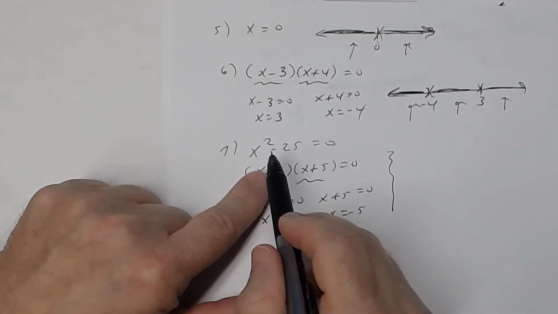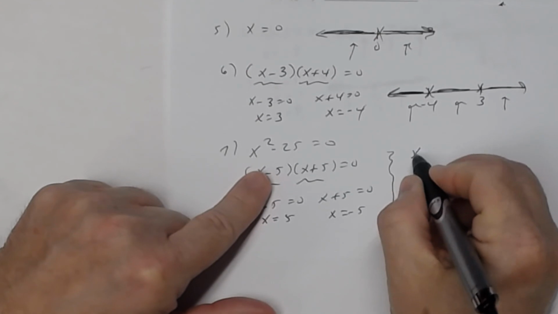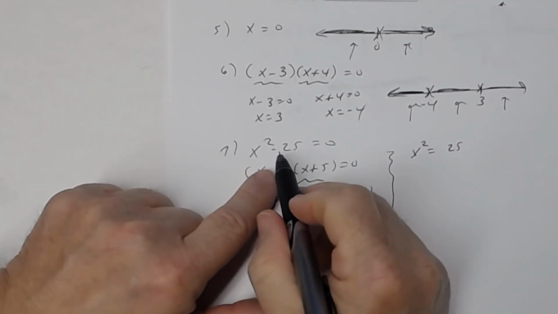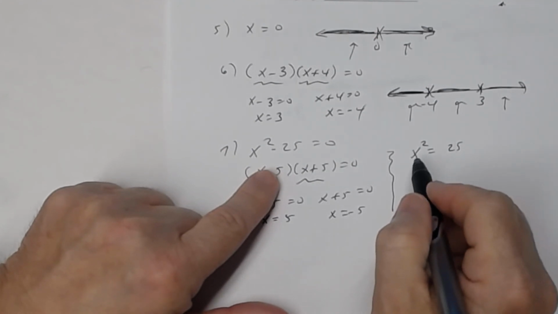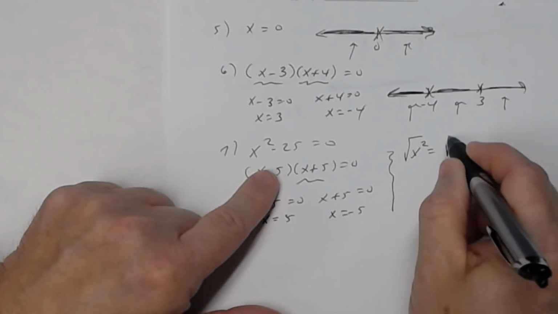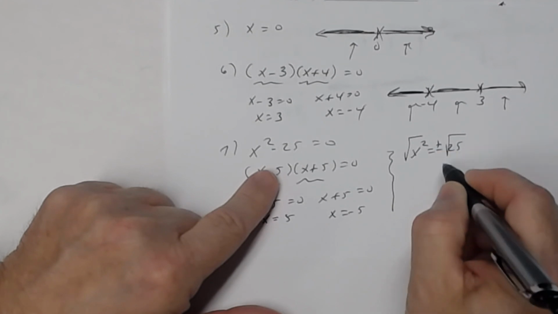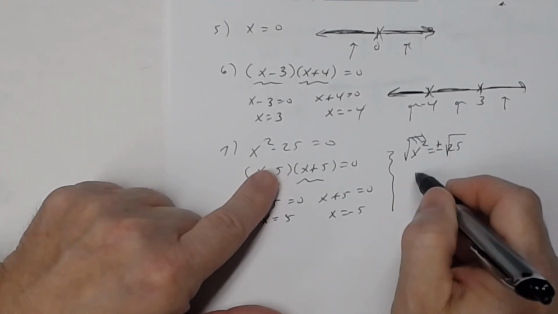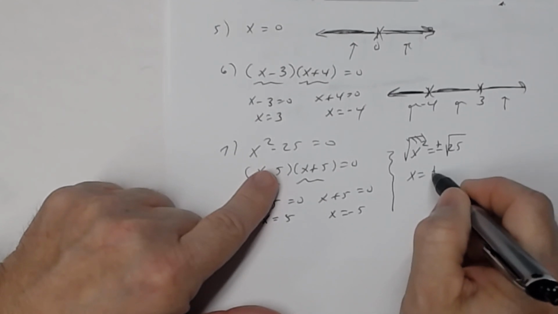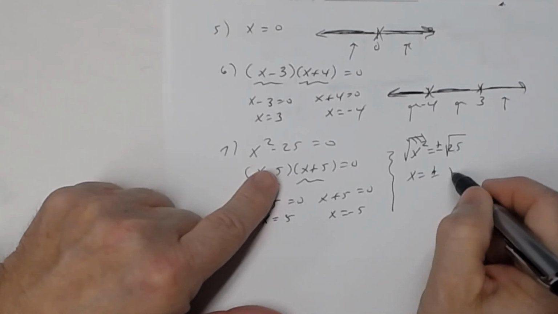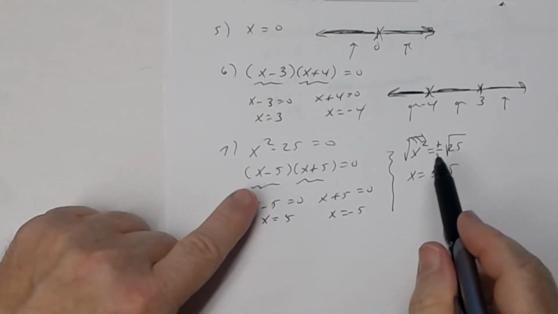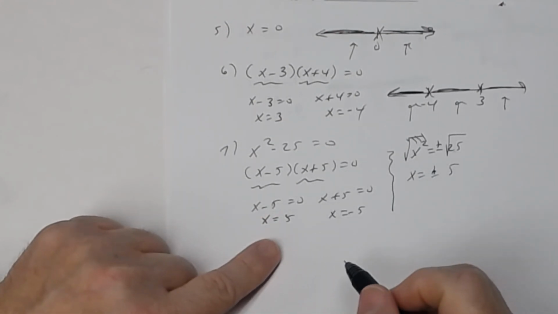That x term is missing, so that means that you could easily get x squared by itself. So when I get x squared by itself, I get this, and then I could use the square root property. Remember though, when you use the square root property, that you have that plus or minus. And so the square root and the square undo each other, so you get x equal plus or minus the square root of 25, which is 5, and notice this and this are the same solutions. So it did not matter which approach you took.